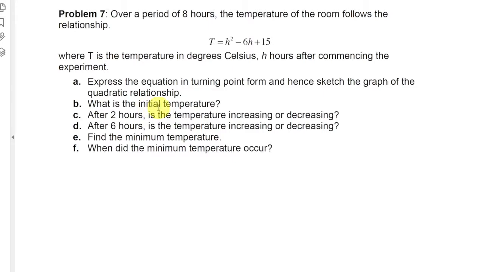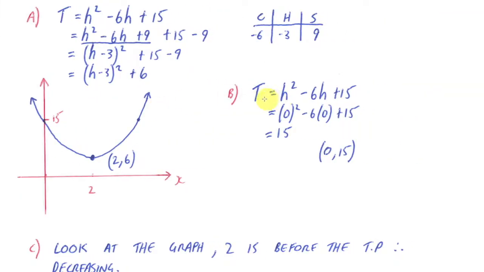B, what is the initial temperature? So the initial temperature is the starting temperature. What is it initially? So I just have to substitute h equaling 0 into the rule. And it wouldn't matter if I put it into the expanded form or the turning point form, but there it is, 0, 15.